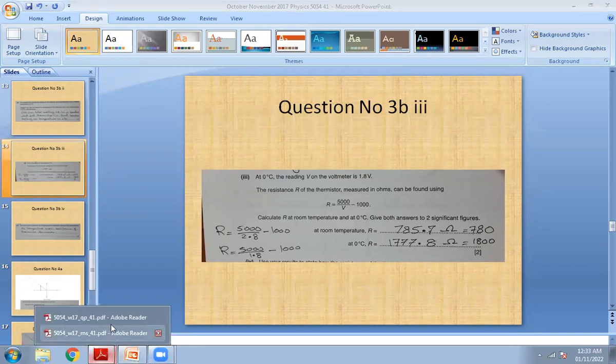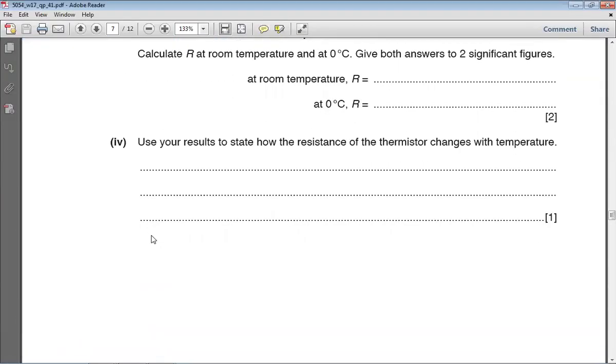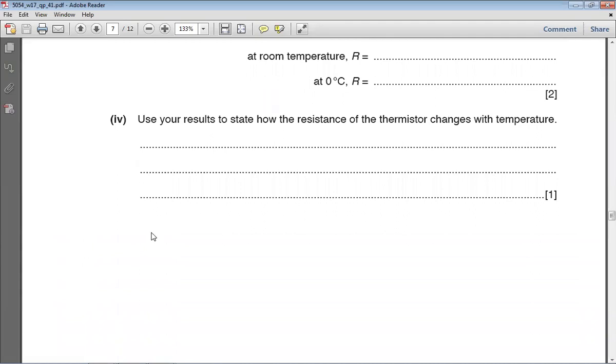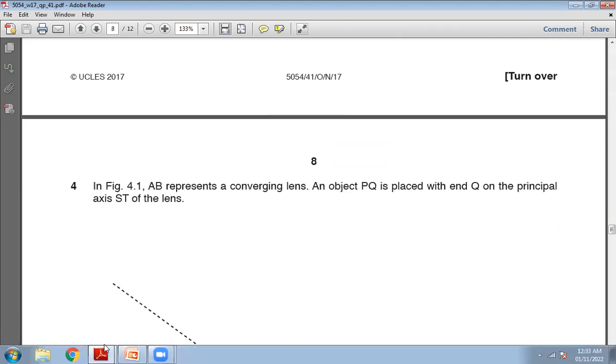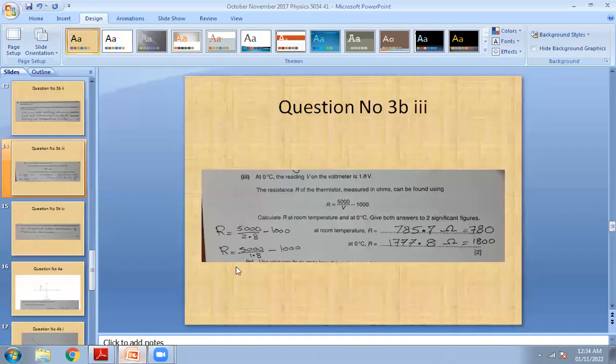So let's check the next part. Use your results to state how the resistance of the thermistor changes with the temperature. Okay, so it's a 1 mark question. And after that, the next question will show up. Okay, let me show you my answers.